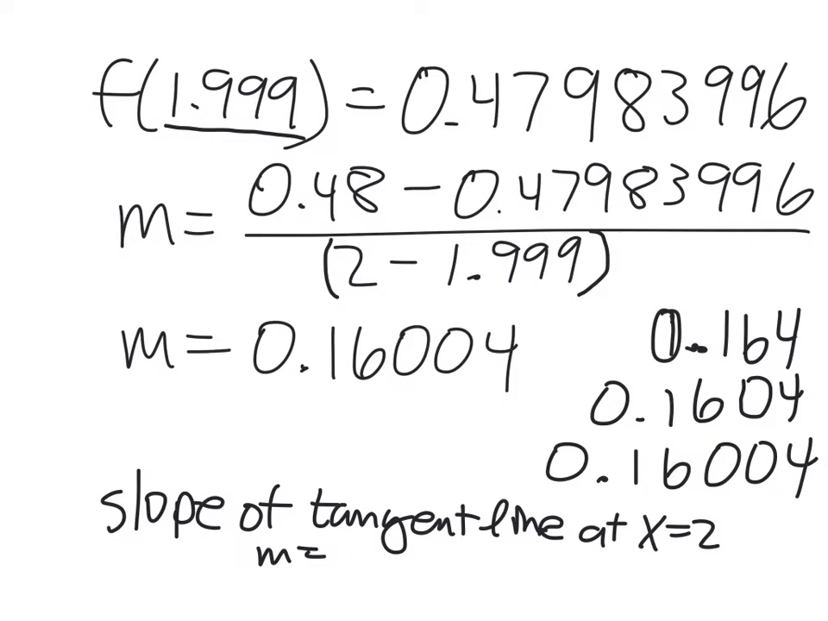It looks like it will be exactly equal to 0.16. Now we can't guarantee that, we can't prove that right now. In a few weeks we'll be able to prove that. But the idea is it sure looks like we're getting closer and closer to this value. By getting closer to 2 with our second point, we're getting closer and closer to this value right here.